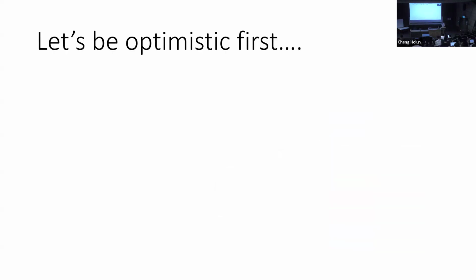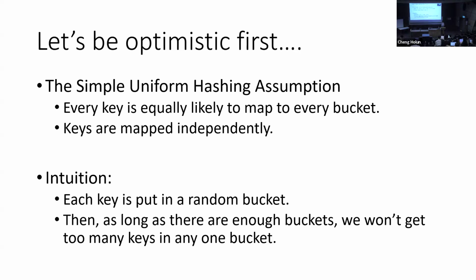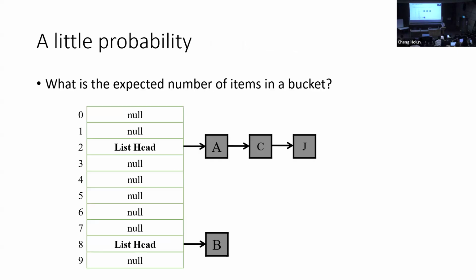Let's be optimistic first, because I want to talk about some theoretical results. Let's assume something called the simple uniform hashing assumption. I assume there's a function that can map keys evenly. Imagine the world is so good and we have this hash function, and the keys will be mapped independently. It's almost random, but not random. It is deterministic. So it's a little bit probabilistic.